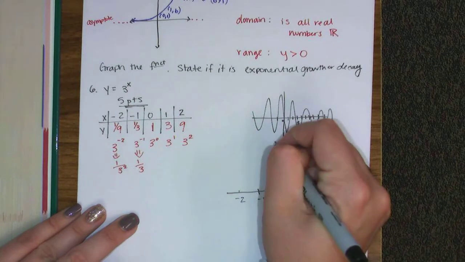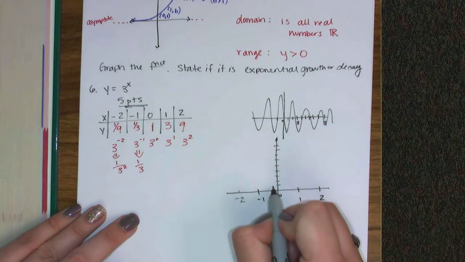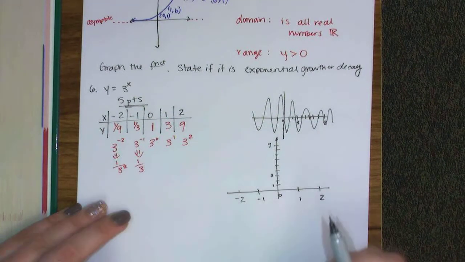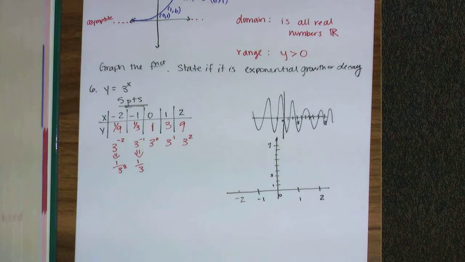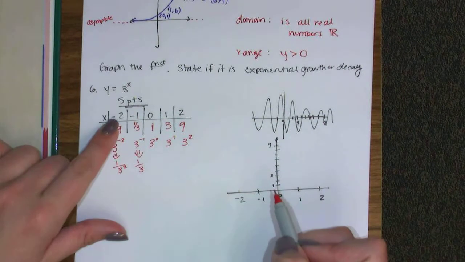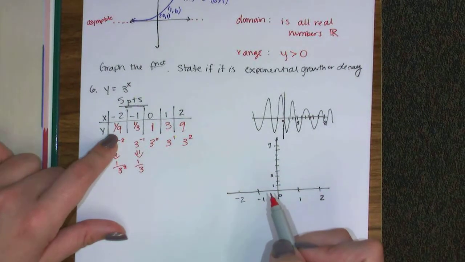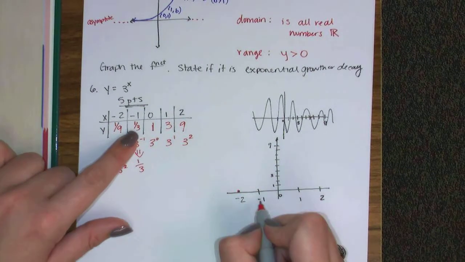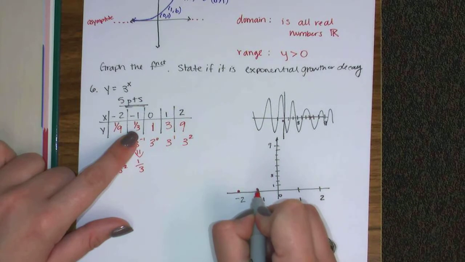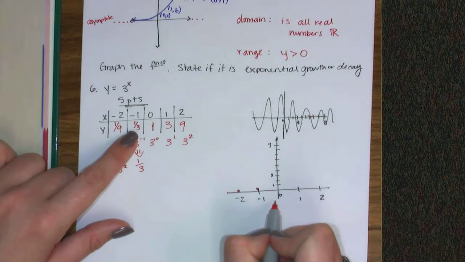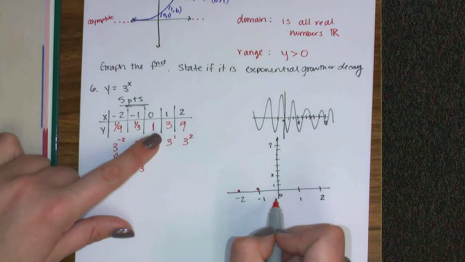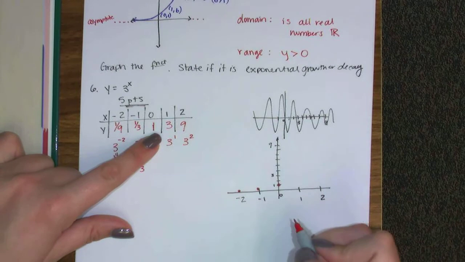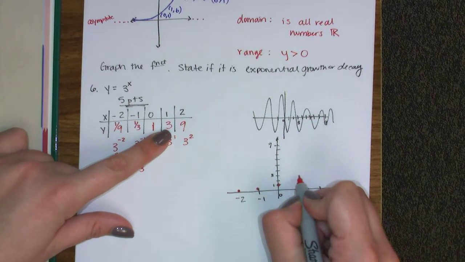So now, at -2, I'm at 1/9. So I'm just barely above the line. At -1, I'm at 1/3, so I'm a little higher than the last point, but not by much. Okay, at 0, I'm at 1. Okay, at 1, I'm at 3. And at 2, I'm at 9, so I'm all the way up, as best as possible. I clearly missed my dots a couple times there, but that's okay. And this would be exponential growth.